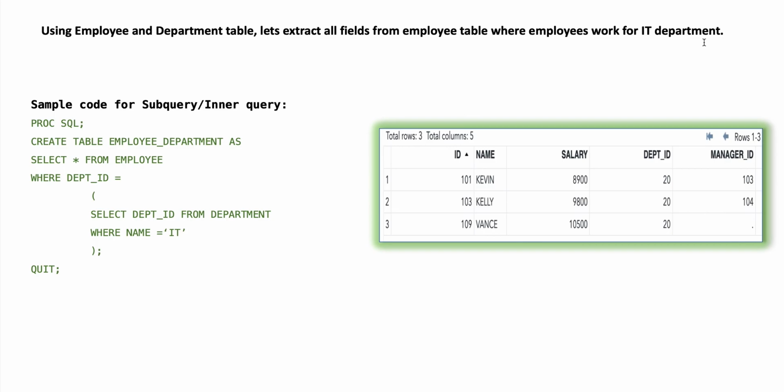But the department name is not included in the employee table. The department name is included in the department table. That's why we have to use the department table first. After that, the result of this department table is used on the employee table to extract the data. That's why we use a subquery.